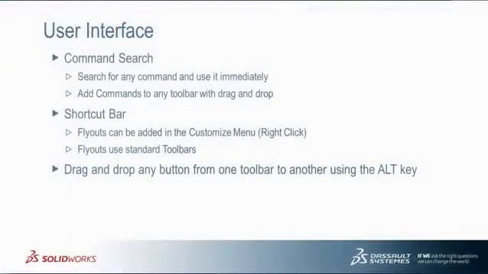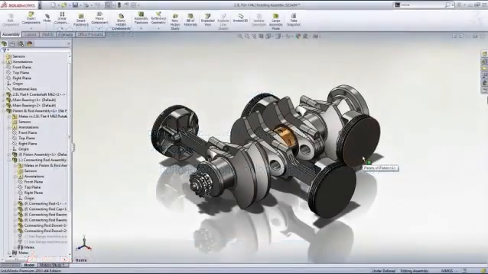Let's take a moment to quickly recap what I've shown in regards to the user interface. First, we took a look at command search and how it can be used to search for any command and even add them to the toolbars. Then, we took a look at the shortcut bar and how to customize it and add flyouts to save space. We also showed that we can customize the UI by simply dragging and dropping icons using the Alt key. Let's go ahead and move on now and look at some tips we can use while sketching in SolidWorks.